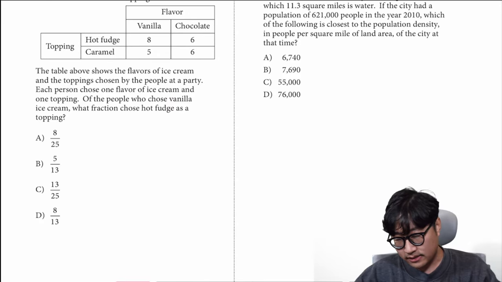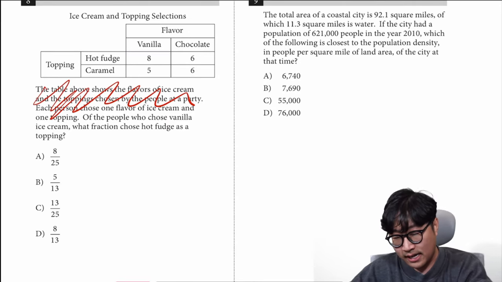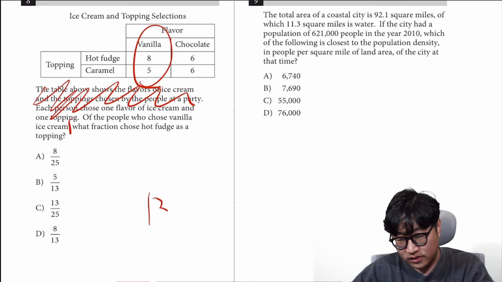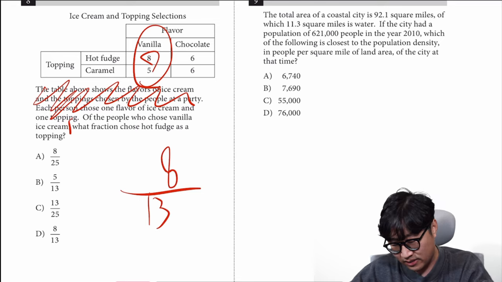All right, number 8. Table, and so on. Of the people who chose vanilla ice cream, so only out of those 13 people, what fraction chose hot fudge? And that's 8 right there. There it is. Answer choice D.